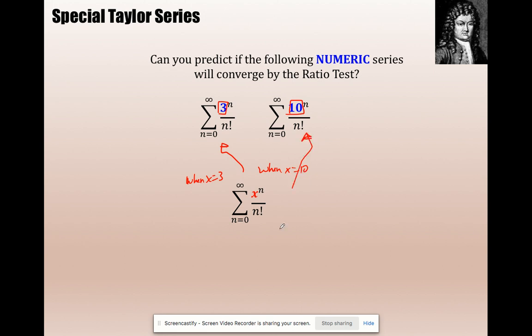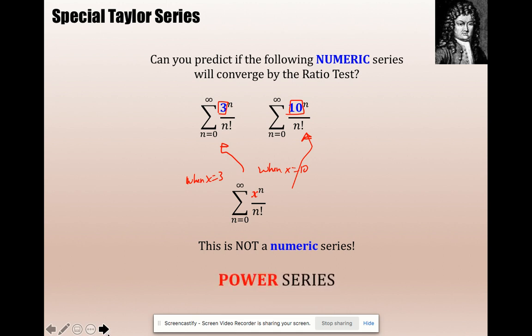Oops, sorry about that. So all I'm doing is giving you a numeric series, but I'm replacing the number there, 3 and 10, with x. So I can't call it a numeric series because I don't know the number that you're putting in for x. So I'm going to call it a power series. Whoa, I've got the power, right? It's a power series because I have the power of hiding the number that I want you to take to the n and divide by n factorial.